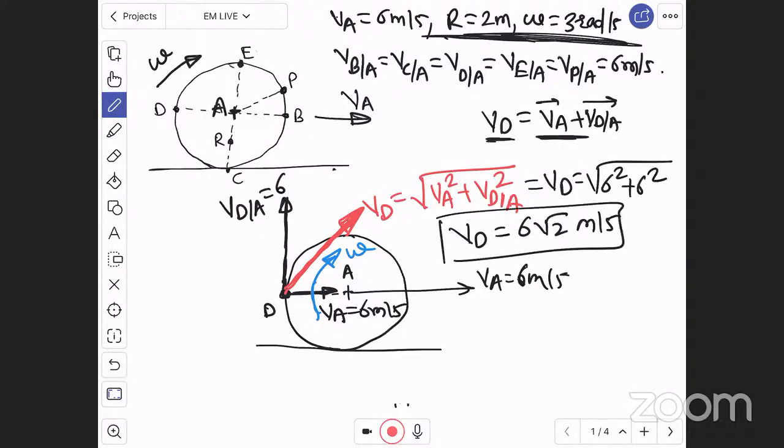This is the magnitude of velocity of point D. This is the final velocity of D. Velocity of D is 6 root 2 meter per second, and direction is shown here, right? Now after this let us go for point E.